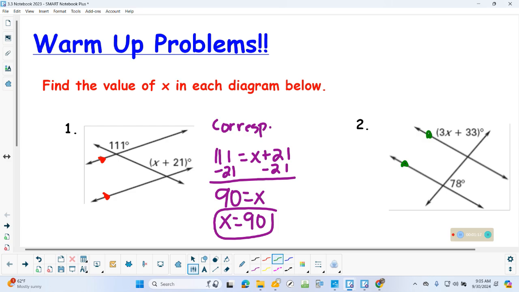We got them. So I'm looking at our angles here, and there's no direct relationship between the 3x plus 33 and the 78. They are not alternate interior, alternate exterior, etc. But this angle is congruent to this one. Why? They're vertical angles. So I'm just going to write in a little 3x plus 33 here. Little vertical angle knowledge.